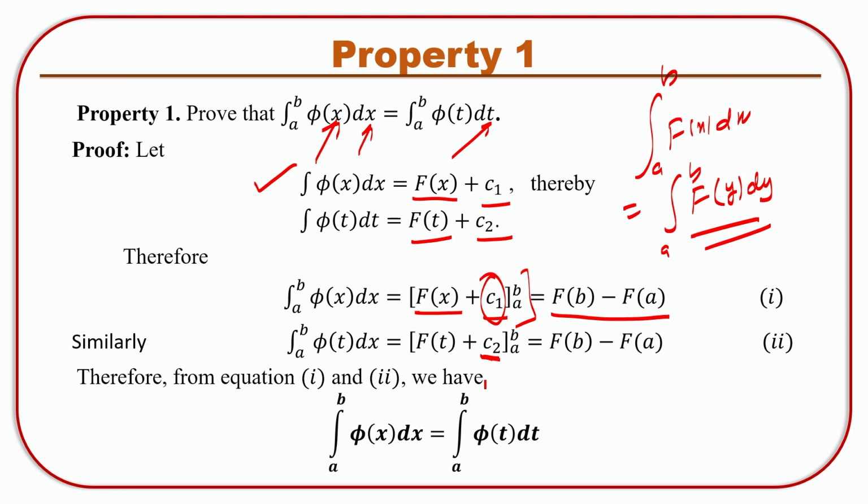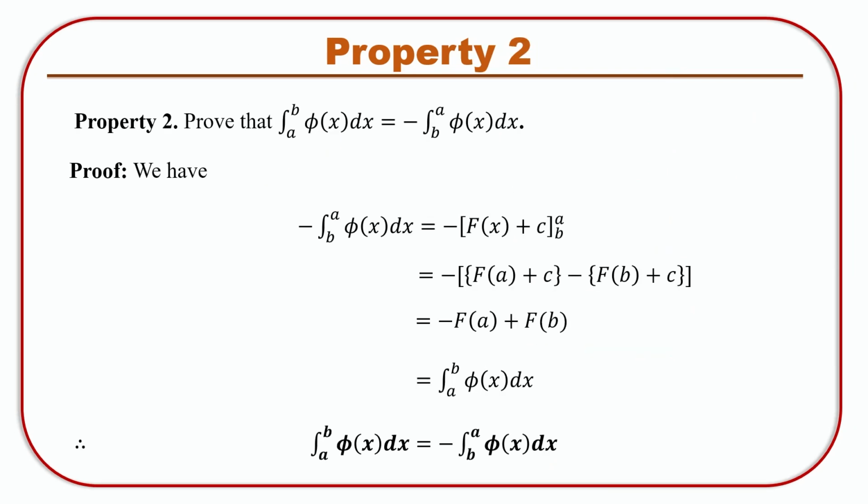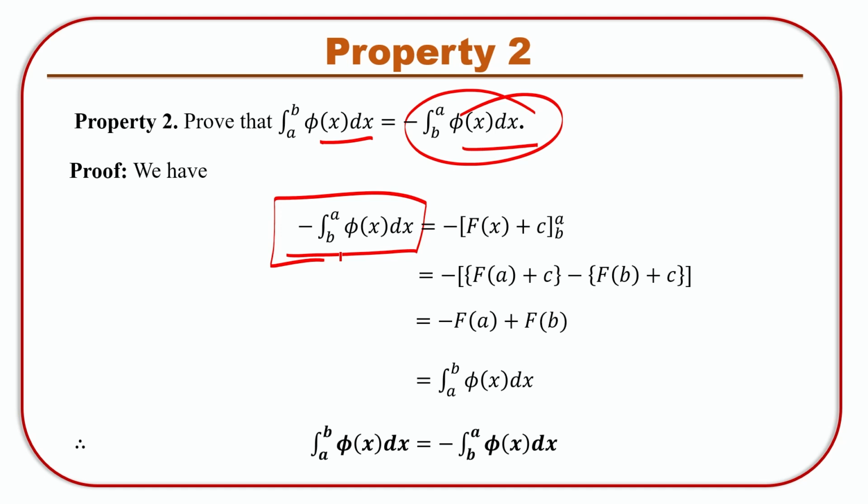So definite integrals give you the flexibility to choose such a type of variable change. So F(b) minus F(a), both are equal, and henceforth the integral from a to b of phi(x) dx is nothing but equal to the integral of phi(t) dt. Similarly, property 2: the integral from a to b of phi(x) dx can be written as minus the integral from b to a of phi(x) dx. So I have to show that the order of integration can be changed with opposite signs. So let me evaluate the left hand side. So I am going to evaluate minus the integral from b to a of phi(x) dx.